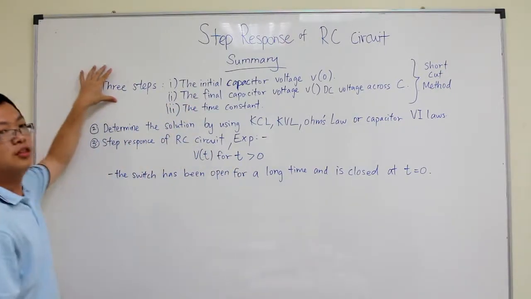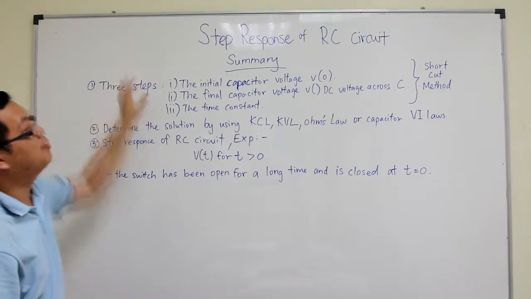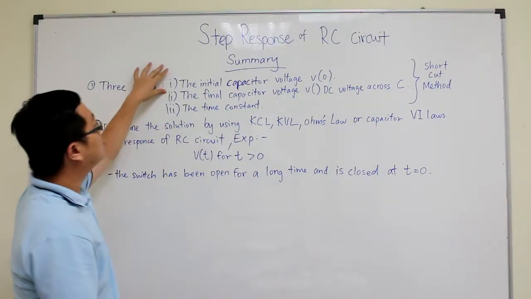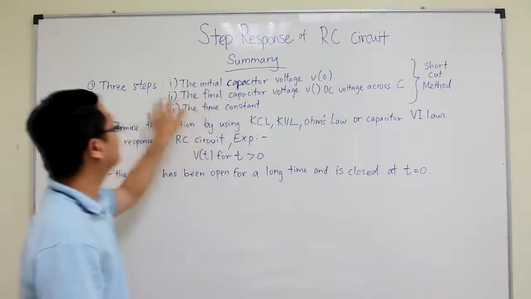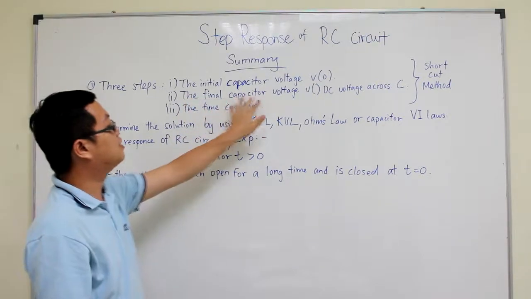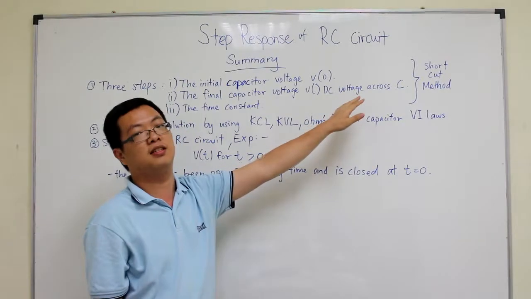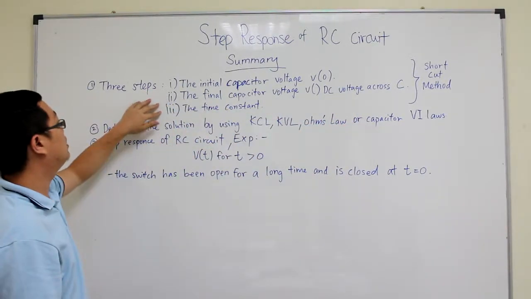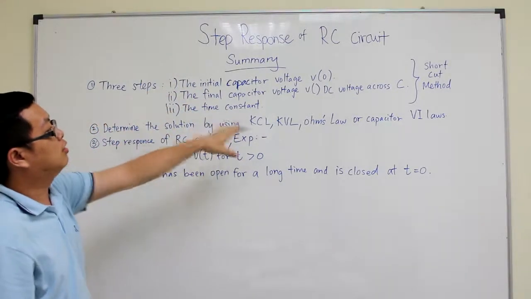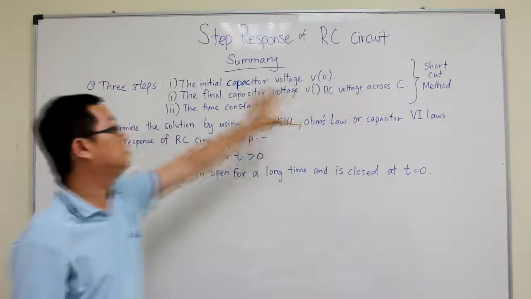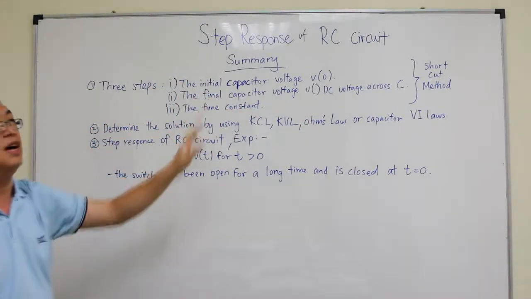I want to summarize the step response of the RC circuit. This is the three-step method for doing the calculation for the step response of an RC circuit. The first one is the initial capacitor voltage, V naught. The second one is the final capacitor voltage, the DC voltage across the capacitor. And the third one is the time constant. These three we can also call the shortcut method. This is just how we do the calculation for the step response of an RC circuit.